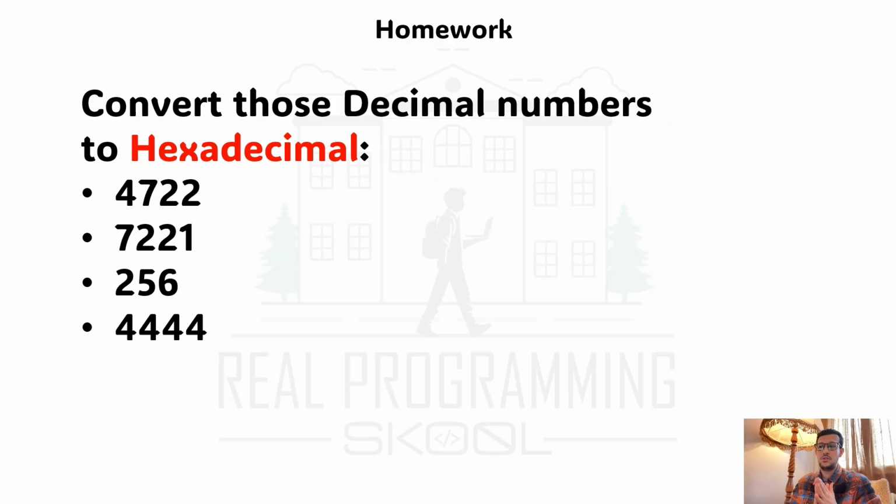I want you to convert these decimal numbers to hexadecimal and put them in the comments down below, please. The numbers are 4,722, 7,221, 256, and 4,444. Convert them from decimal to hexadecimal. Put just the hexadecimal number, the result after you did the math, for each one of these.